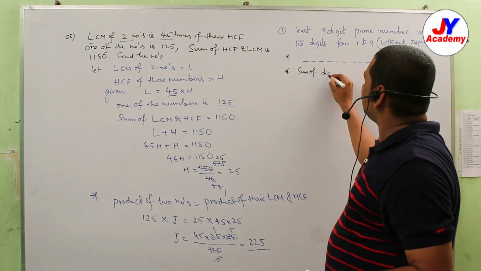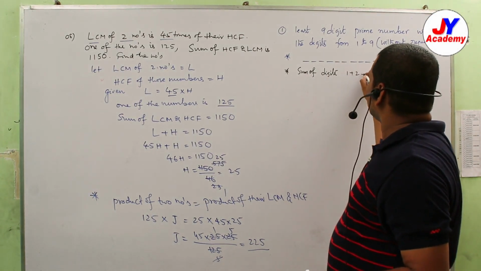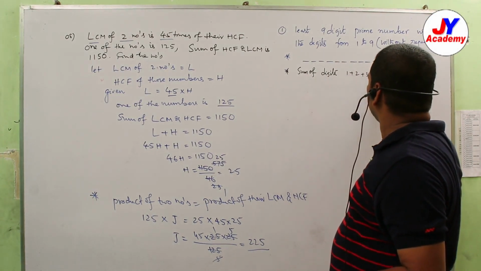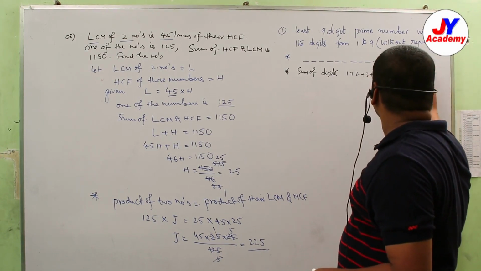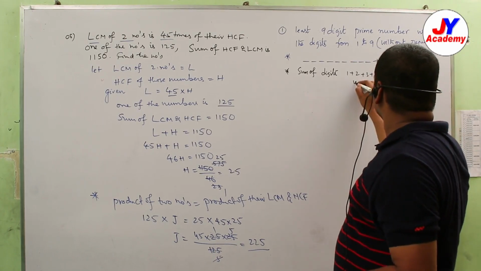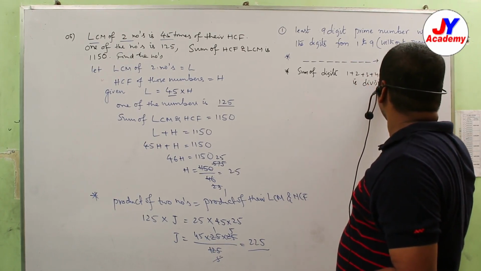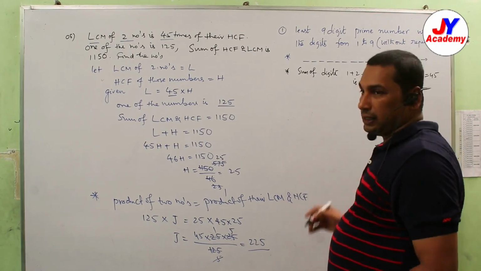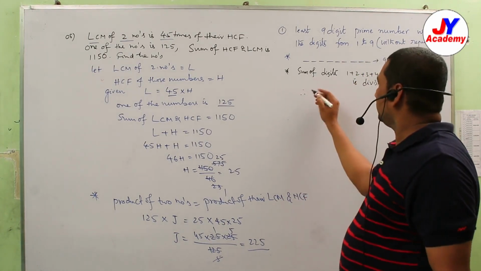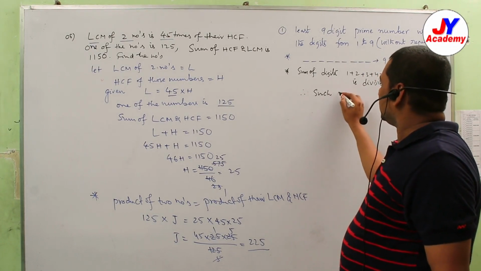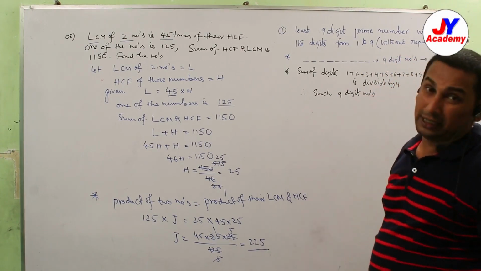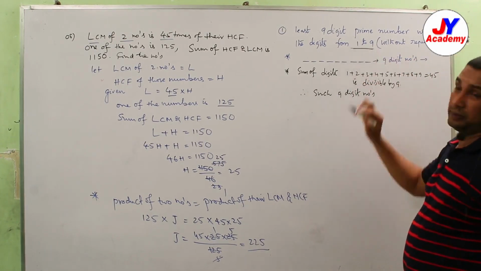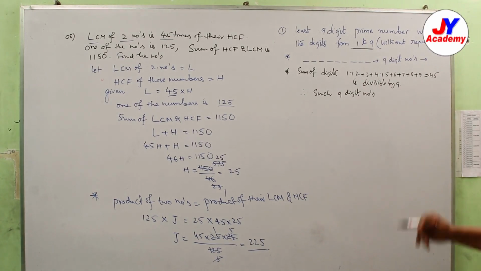Sum of digits: 1 plus 2 plus 3 plus 4 plus 5 plus 6 plus 7 plus 8 plus 9, for 9 digits only, is 45. 45 is divisible by 9. So what type of 9-digit numbers are these? Such 9-digit numbers mean the digits taken from 1 to 9.